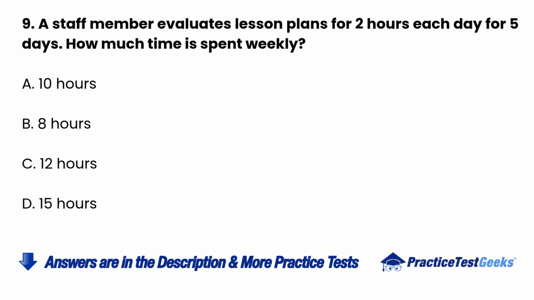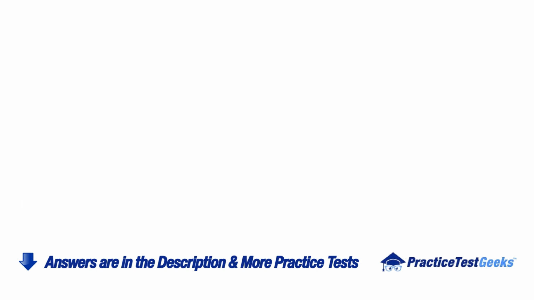9. A staff member evaluates lesson plans for 2 hours each day for 5 days. How much time is spent weekly? A. 10 hours. B. 8 hours. C. 12 hours. D. 15 hours.